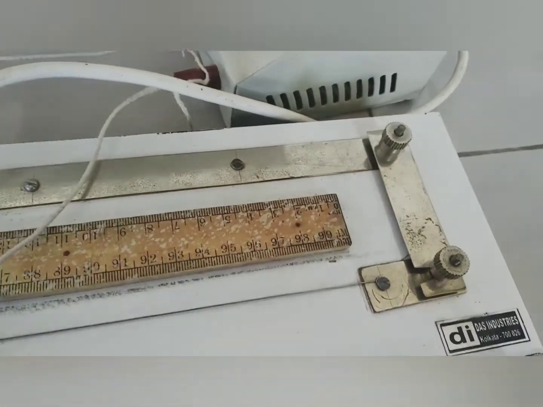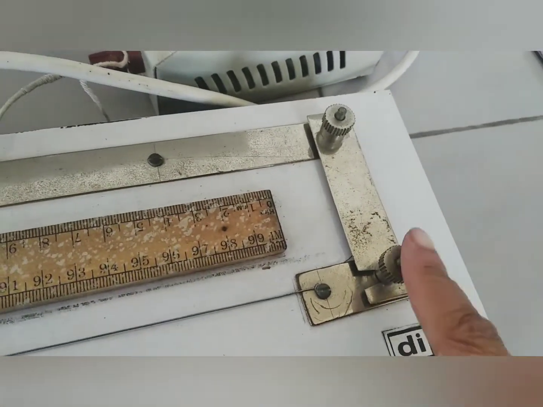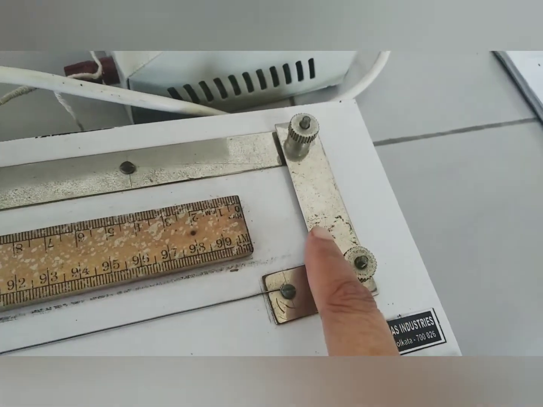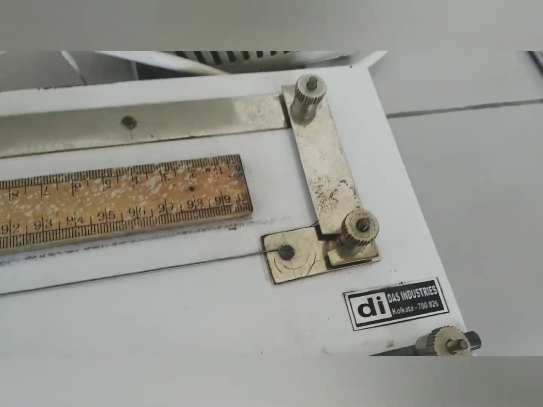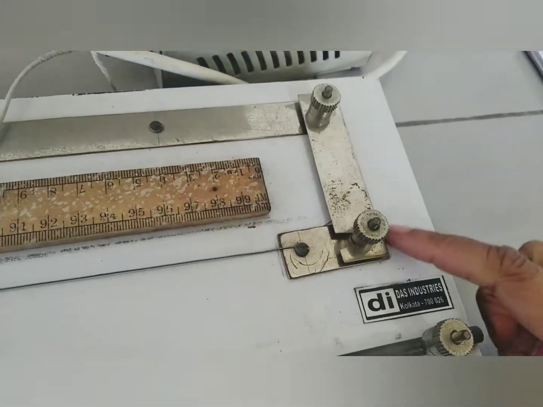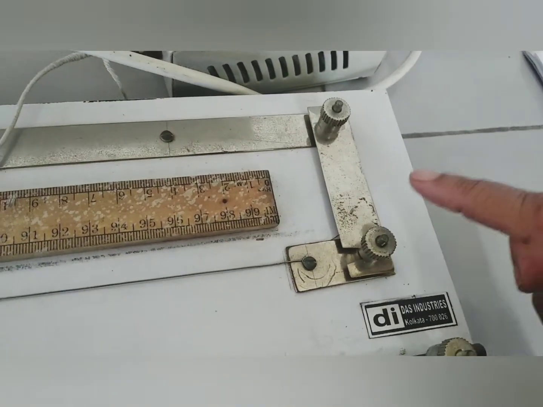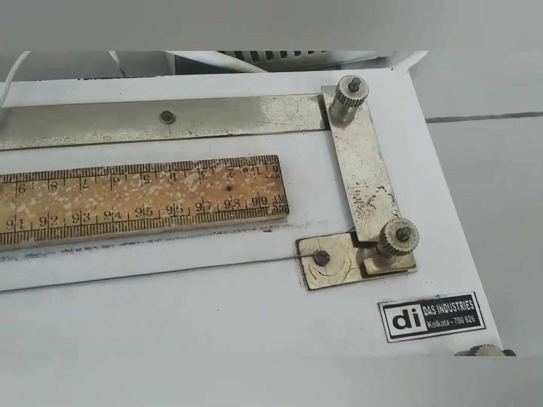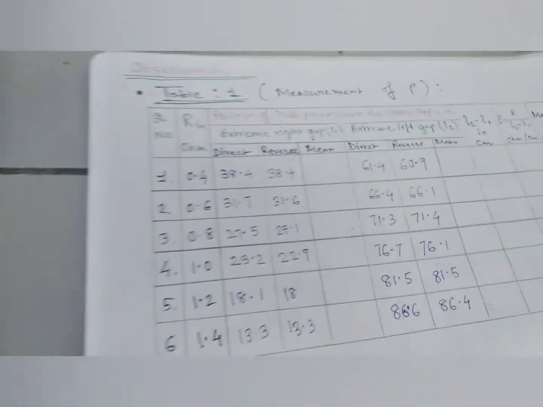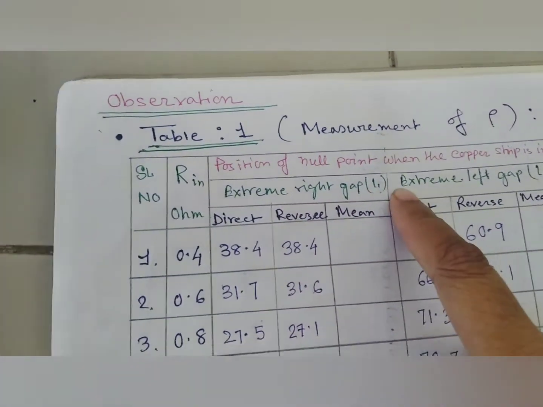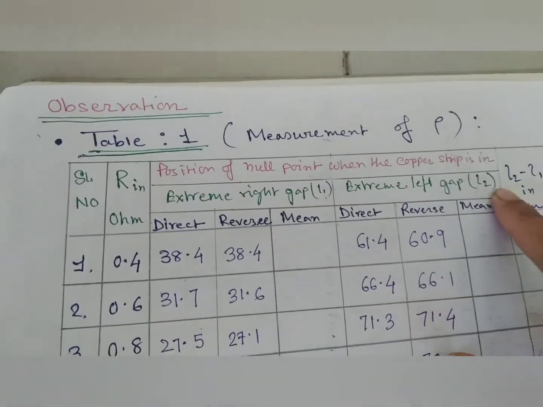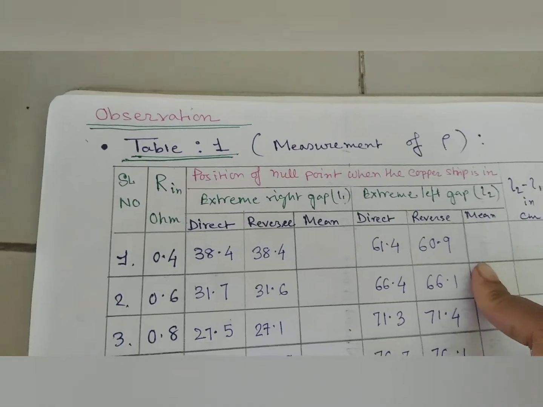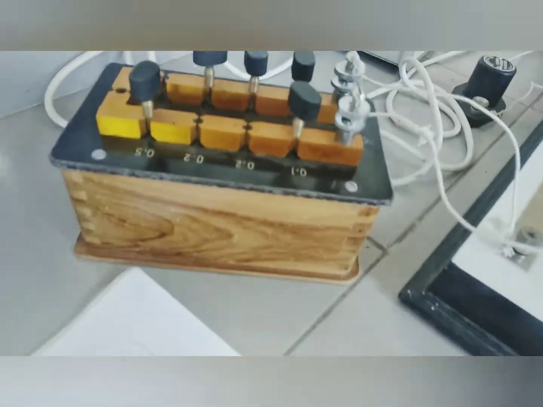And on another side of the bridge, we are attaching the copper strip. For the first table, the copper strip is at the right side and the resistance box at the left side. We are considering this side as a gap. So, in the table, extreme right gap means copper strip at right side. Extreme left gap means the same thing will repeat after interchanging the position of resistance box and copper strip.